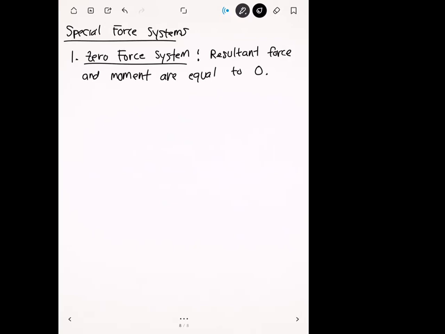And so in other words, what we can say about zero force systems is that they're in static equilibrium. And then this is going to form the basis of our static analysis.